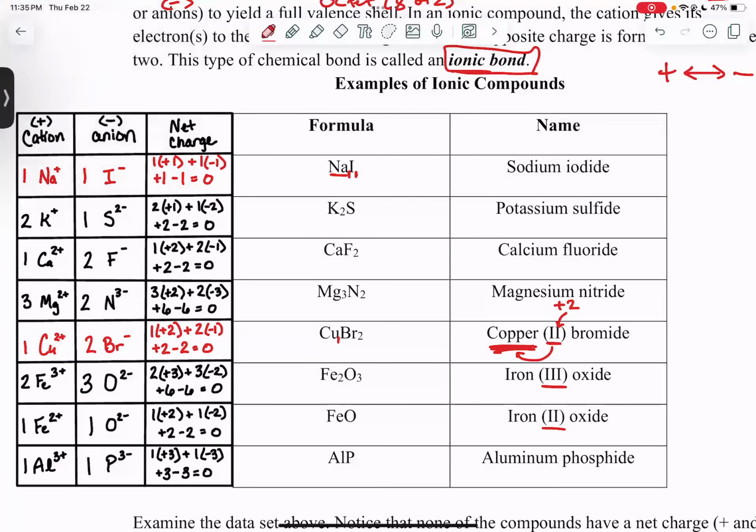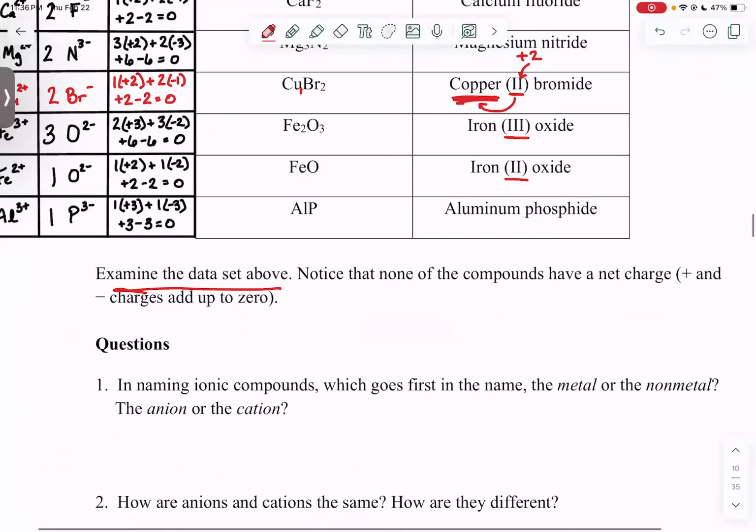Okay, so we now have our completed table. You can pause the video at this point and check all of your answers. But what you should see is that the net charge on every single one of these ionic compounds is 0. And that is the definition of an ionic bond. So now we're going to go down and work on some of these questions.